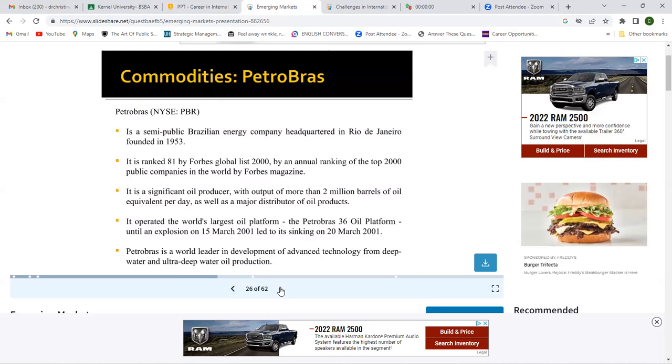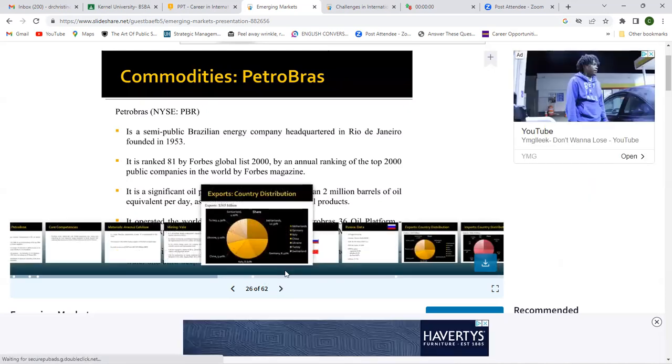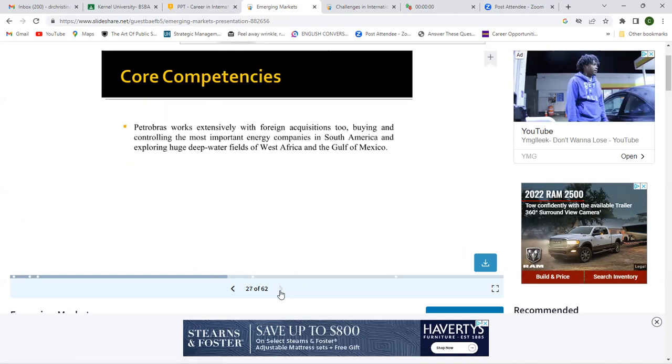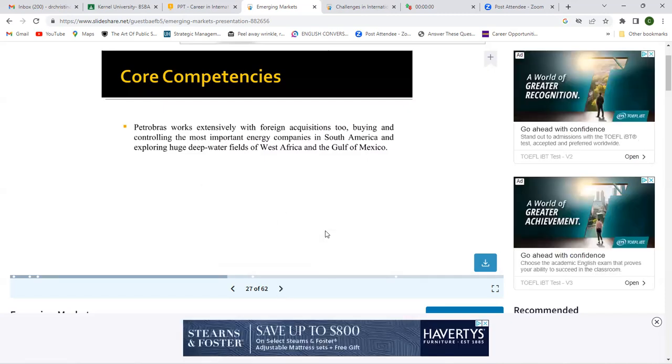It opened the world's largest oil platform, the Petrobras 36 oil platform, until the explosion on March 15, 2001, that led to its sinking on March 20, 2001. Petrobras is the world leader in development of advanced technology for deep water and ultra-deep water oil production. Petrobras works extensively with foreign acquisitions too, buying and controlling important energy companies in South America, and exploring huge deep water fields of West Africa and the Gulf of Mexico.